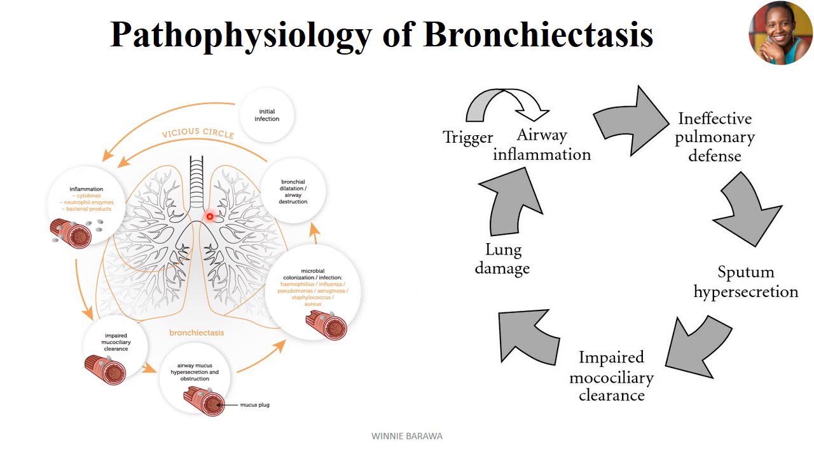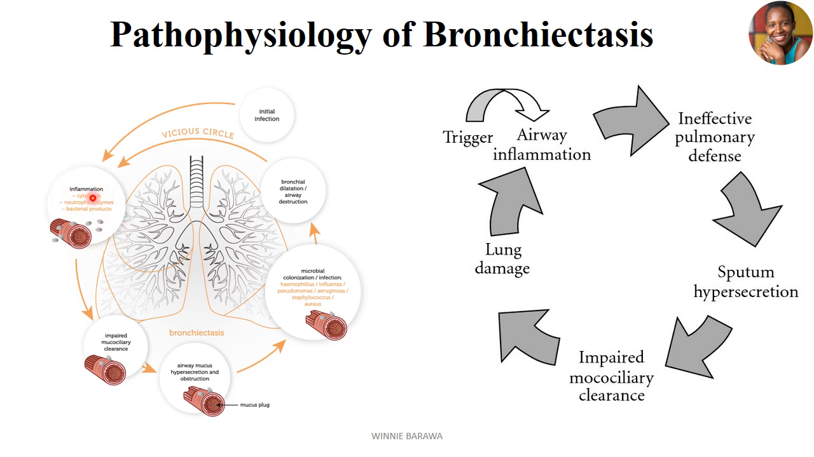So, what's the pathophysiology of bronchiectasis? The pathophysiology appears more like a vicious cycle, and I would like to start here. I hope it's clear and can be seen. The first part is the initial infection or the initial causative agent that occurs in the system, and the presence of this initial infective agent causes an inflammation, and it releases inflammatory triggering substances like cytokines, the neutrophil enzymes, and bacterial products that can exhibit the inflammatory reactions.